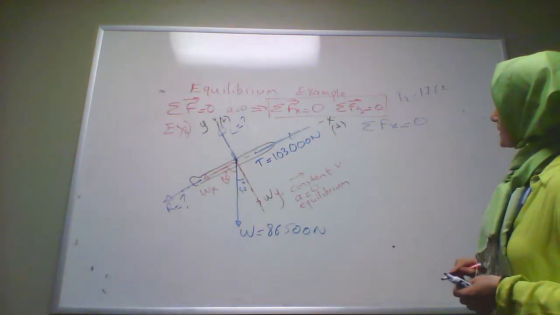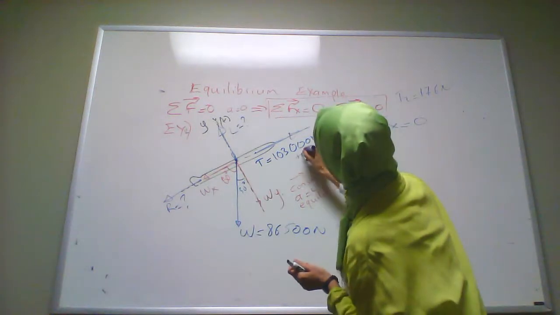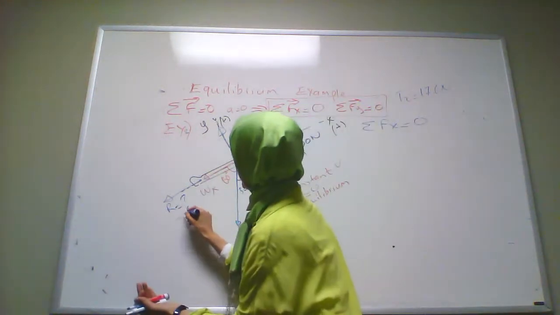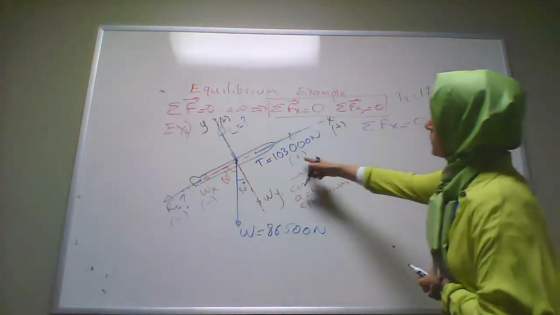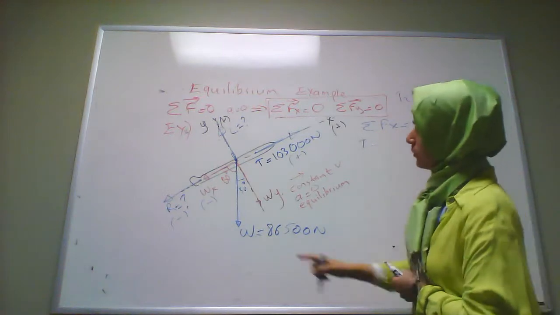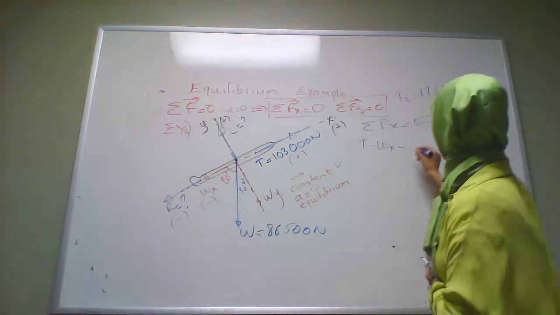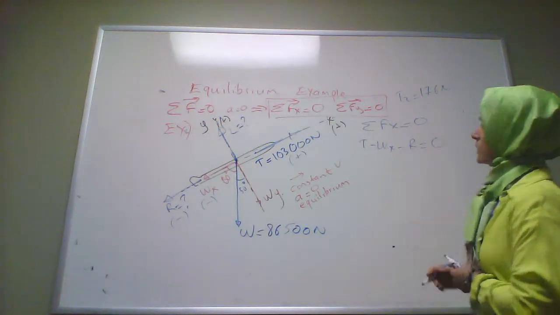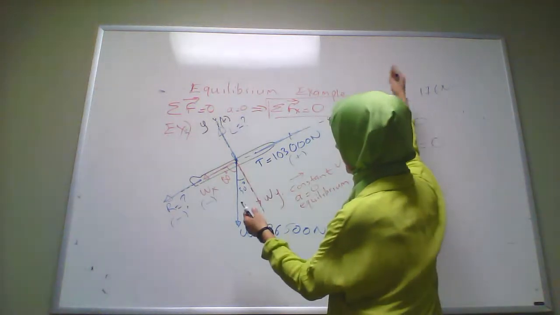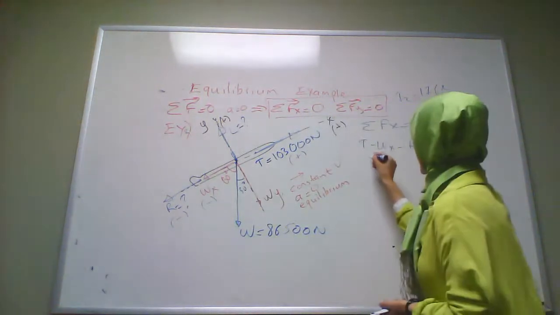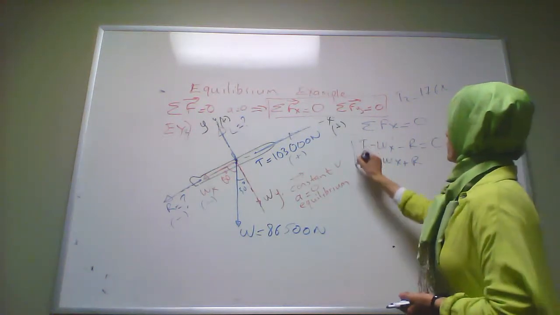So total Fx is 0 will give us forces to the right will be plus, forces to the left will be minus. R is minus, and omega x is minus. So T positive minus omega x minus R is equal to 0. I'll directly jump into the second step. I can say the total forces to the right are equal to total forces to the left, and write down T is equal to omega x plus R. Both give me the same.